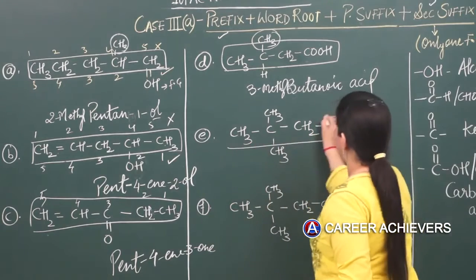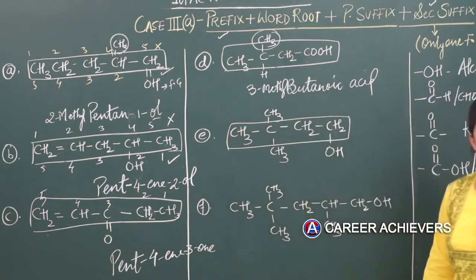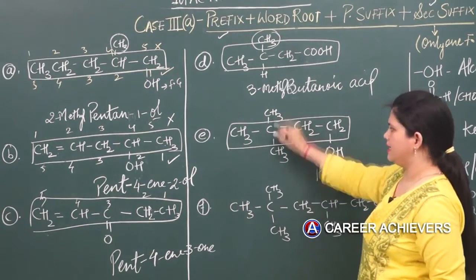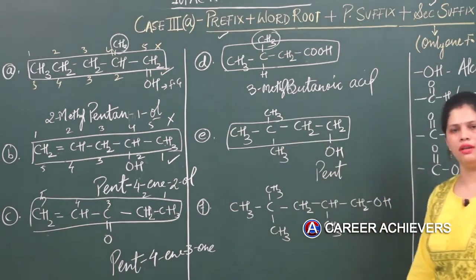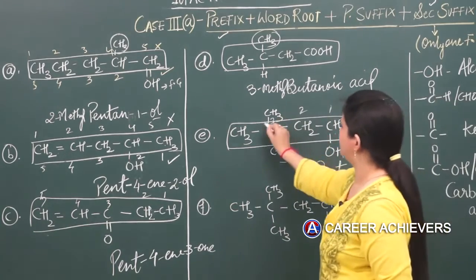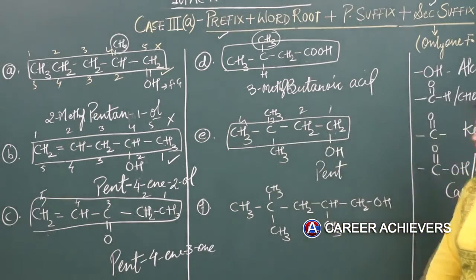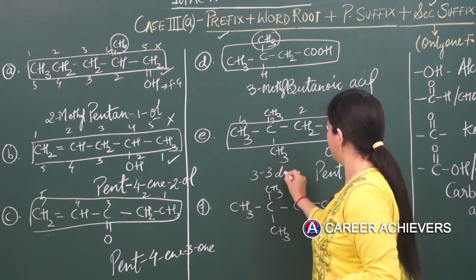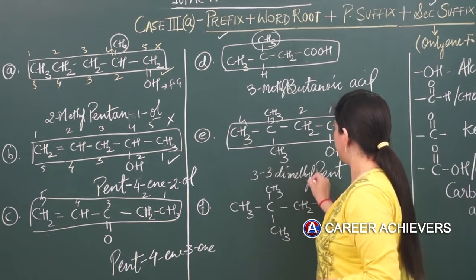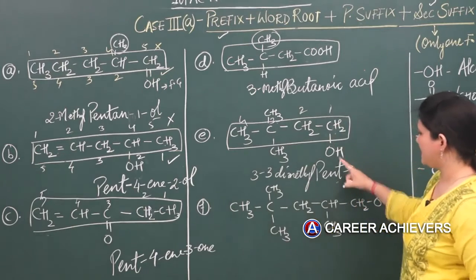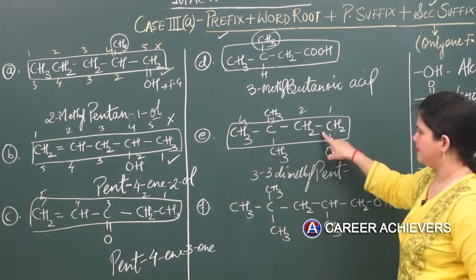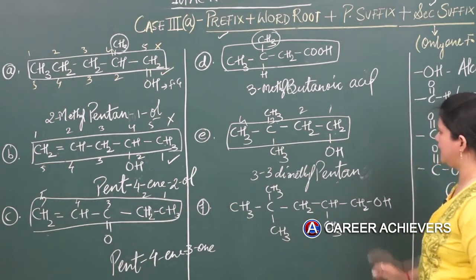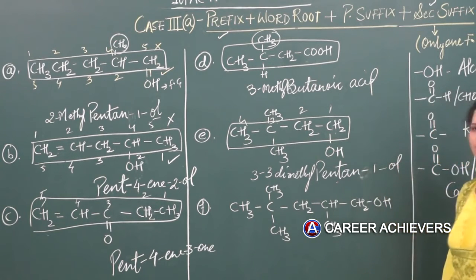Then for this example, 5 carbons are in the straight chain, so word root would be pent. Then these are the prefixes which are not coming in the straight chain, right? Functional group is again at the 1st carbon and methyl groups are at the 3rd carbon. So the name would be 3,3-dimethyl, because methyl is 2 times, pent. Then the primary suffix is ane, because single bond is there, drop this E, and 1-ol. This is the name of this molecule.